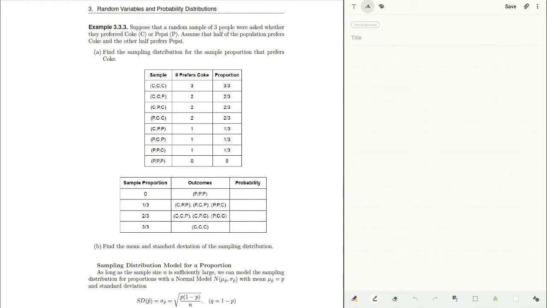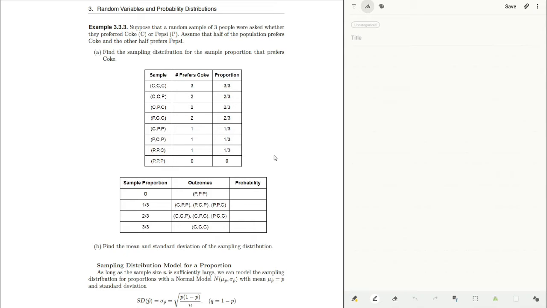So here are all of the possible samples that we can obtain from 3 people. Capital C indicates that they prefer Coke, and capital P indicates that they prefer Pepsi. And so for each of these samples, we can calculate the proportion that prefers Coke, which is given by this column.